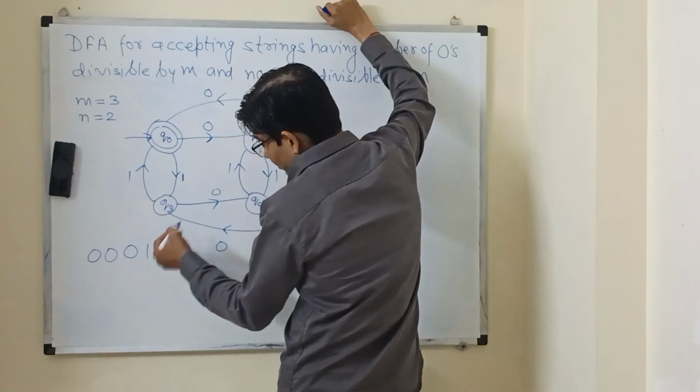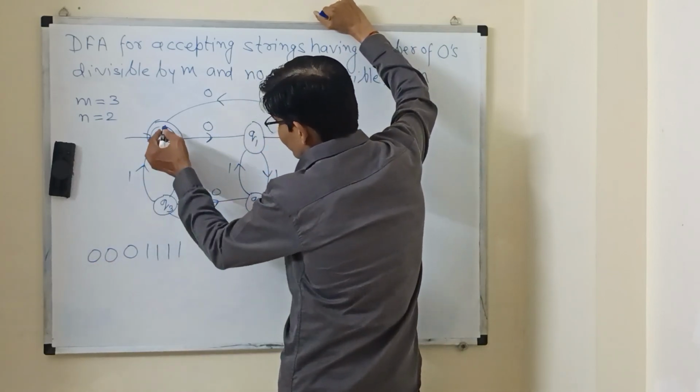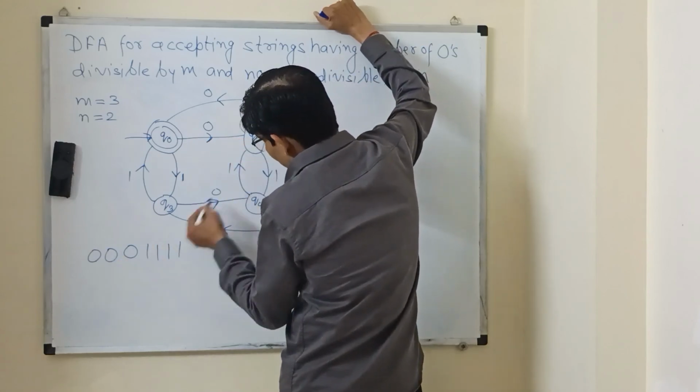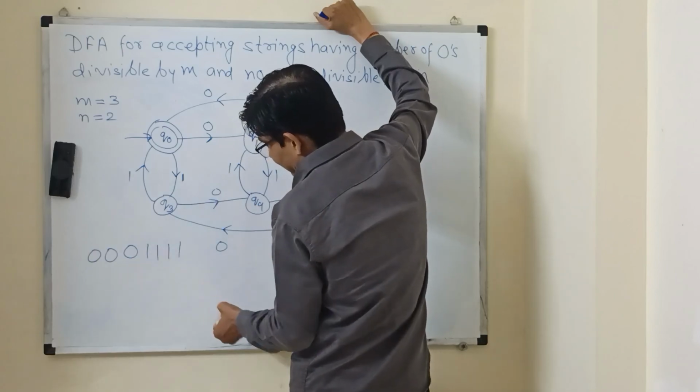Q5. Now you can check. So we are on Q0 and we are reading 0. So we will move to Q1. We are on Q1 and we are reading 0. So we will move to Q2. We are on Q2 and we are getting 0.